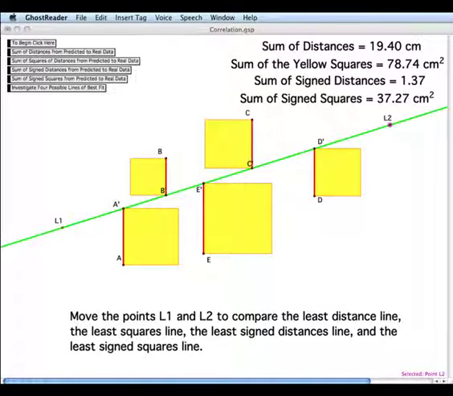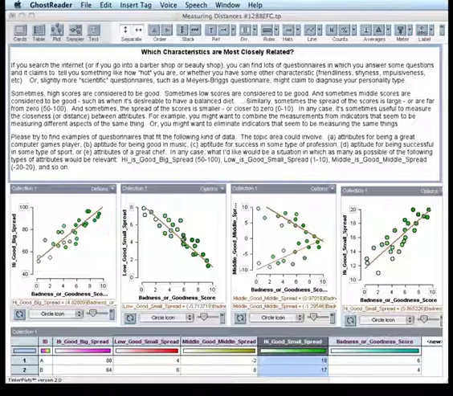What you will discover from these investigations is that, in general, these 4 lines are not the same. Furthermore, different definitions are based on different assumptions. And, these differences might lead to significantly different results. So, it is important to be aware of alternatives and the assumptions that they presuppose.